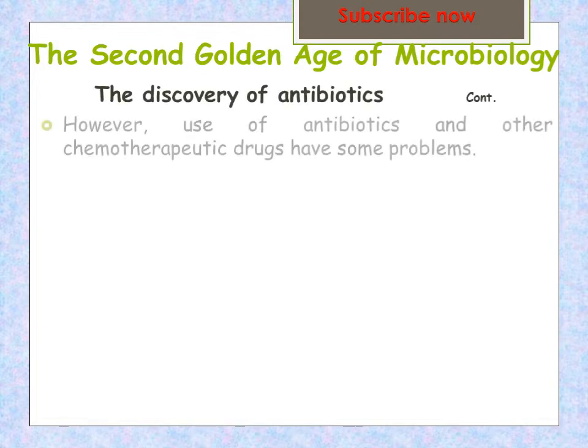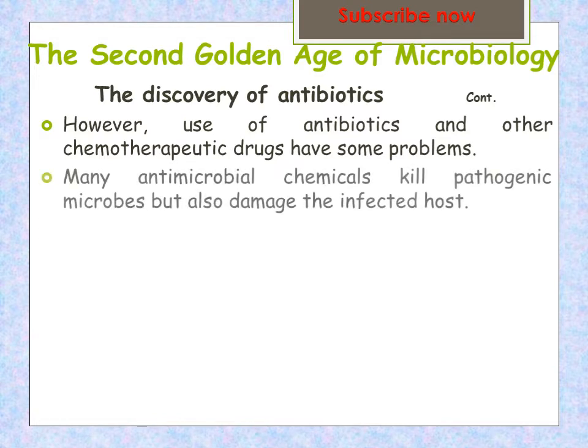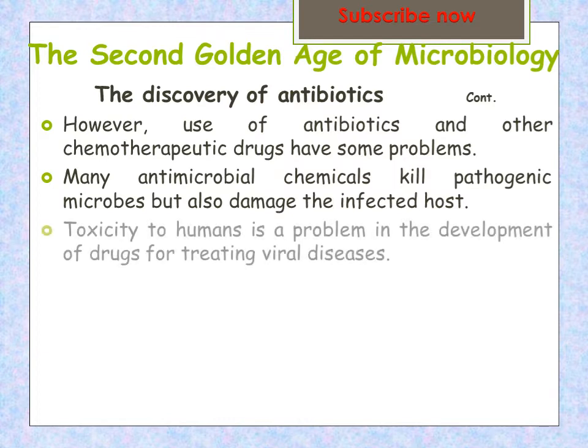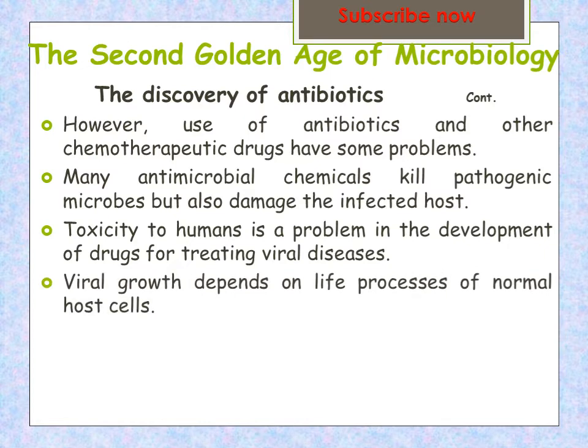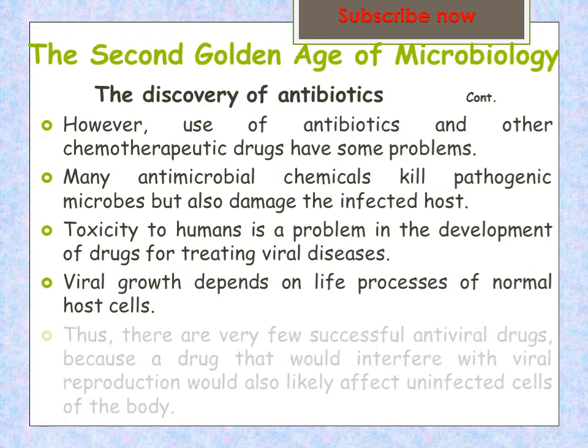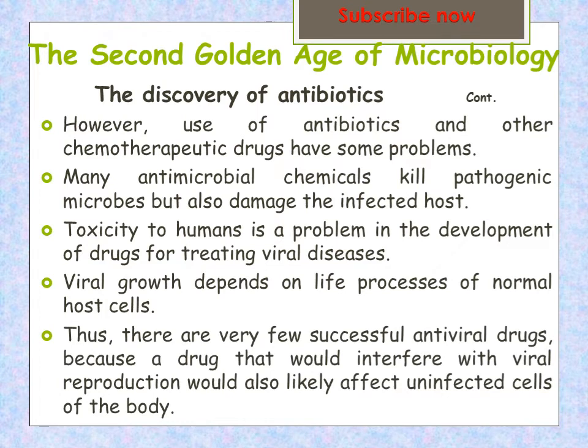However, use of antibiotics and other chemotherapeutic drugs has some problems. Many antimicrobial chemicals kill pathogenic microorganisms but also damage the infected host cells. Toxicity to humans is a problem in the development of drugs for treating viral diseases. Viral growth depends on life processes of normal host cells. Thus, there are very few successful antiviral drugs because a drug that would interfere with viral reproduction will also likely affect uninfected cells of the body.